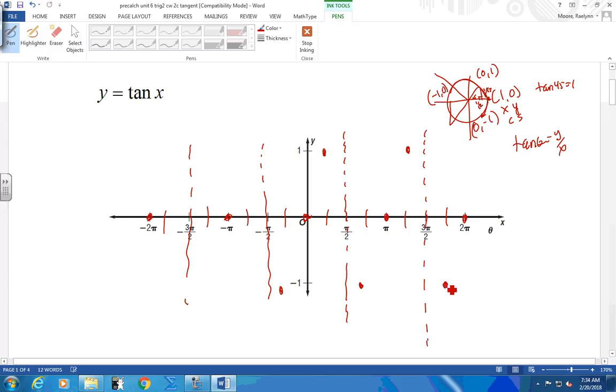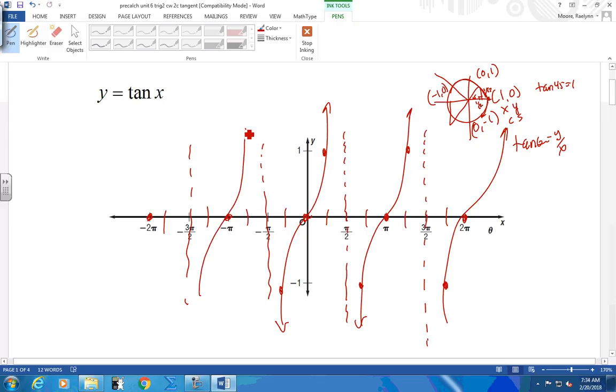Negative. So, tangent doesn't have a curve, obviously, because it has asymptotes. So, tangent goes like this. Kind of makes this squiggle in between. And can you see all we need is the 45-degree angle to help us. It'll keep on going like this, and it'll do the same over here. And it'll keep on doing this. See the pattern?